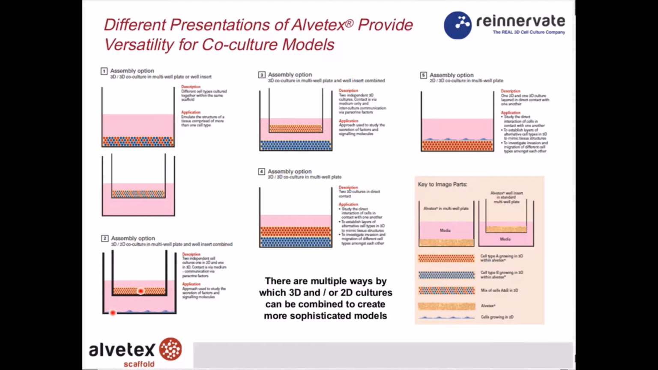You can do 3D culture in the insert and 2D in the plate. So if you're interested in paracrine factors and signaling, you can also do the same, but in 3D and 3D. You can put 2 3D cultures together and simulate layers of different cell types as you would get in tissues. So it's very versatile technology.